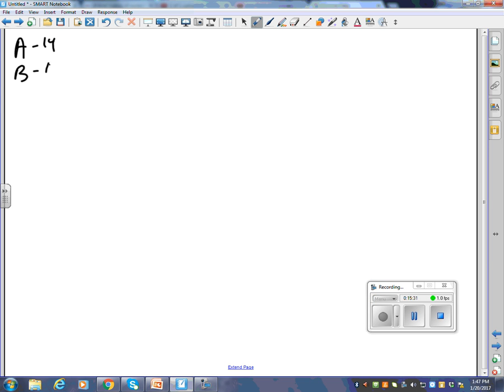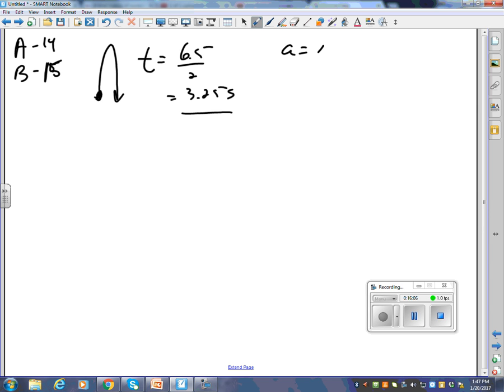Thank you. The Boy Scouts is question number 14, which is question 15 on B. Okay. Here's where you have to have seen a question like this. You have to know that the time up plus the time down is a total of 6.5, which means that the time up is just 6.5 divided by 2, or 3.25 seconds. You have to divide the time first. Then a equals delta V over delta T.